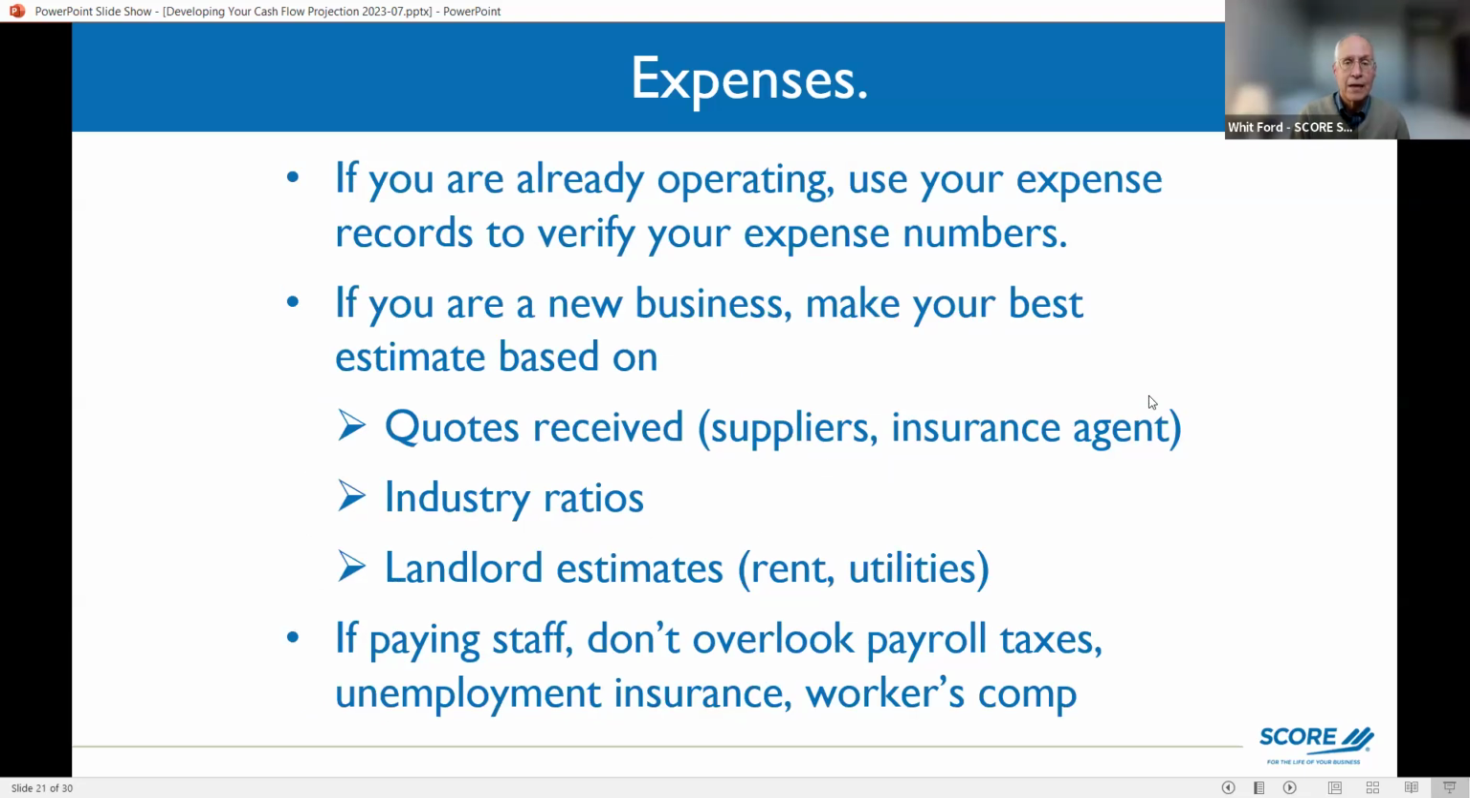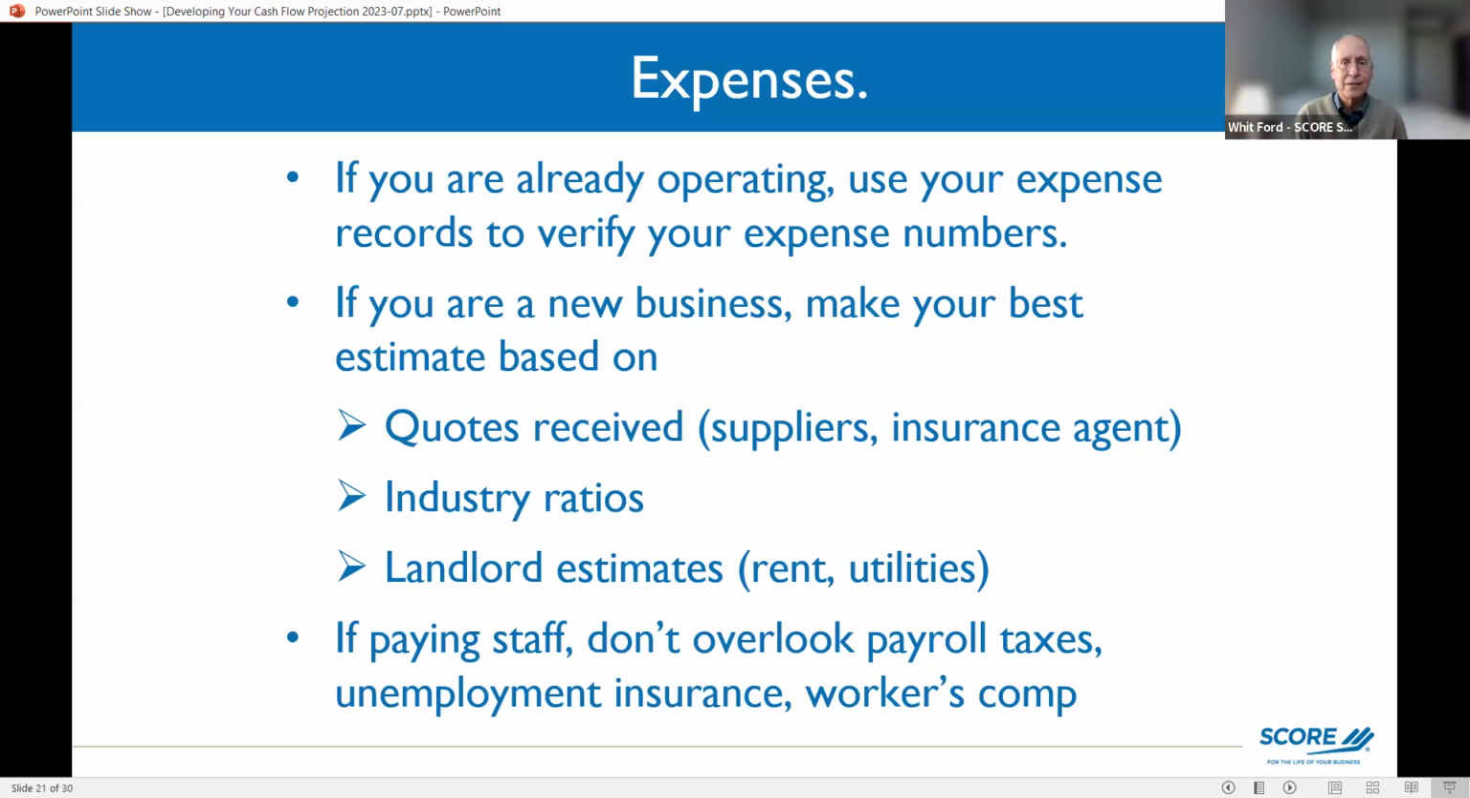Okay, so coming up with expenses. If you are already operating, obviously use your expense history, your income statement by month for the past 12 months, to get a sense of, are your expenses steady? Do they vary season to season? What are your major expenses? What are your small expenses? Make sure your total expenses are roughly in line with the total you're forecasting.